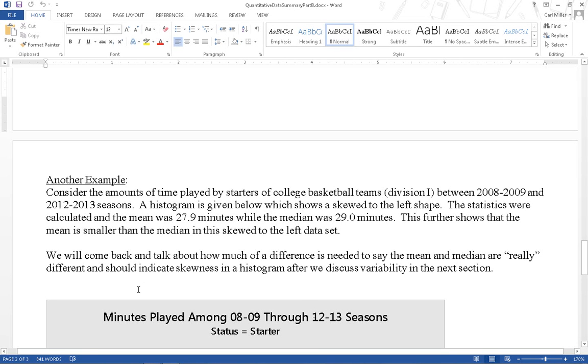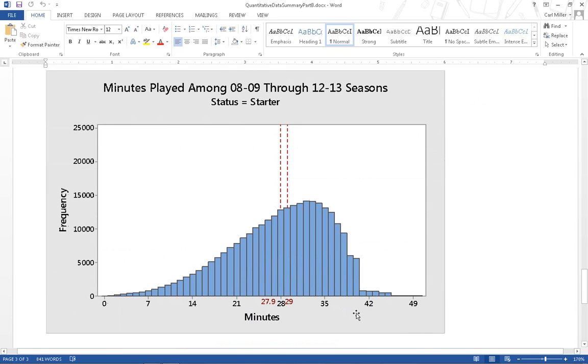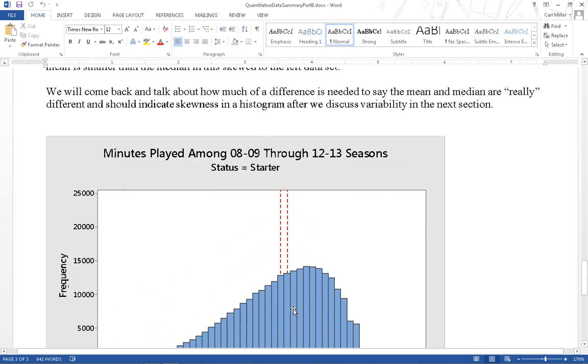So if you consider the amount of time played by people who started college basketball games in Division I, and these were men's Division I games between the seasons of 2008-09 to 2012-13, so 5 seasons worth of data. Take all the starters and measure how long they played. How many minutes did they have of game time? Well, the histogram below was made from that data, and you can see that it's heavily skewed to the left. As a result, the mean and the median are not going to be the same number.